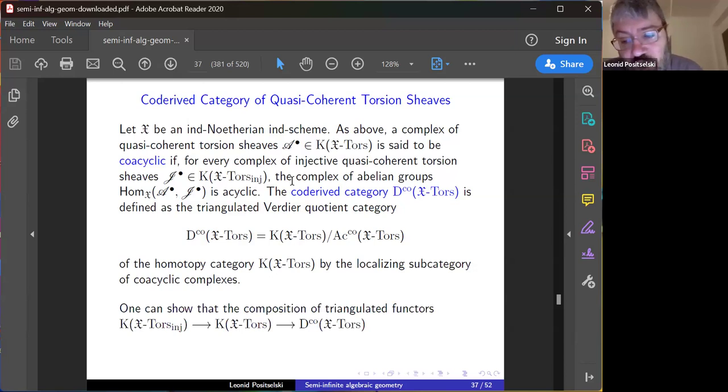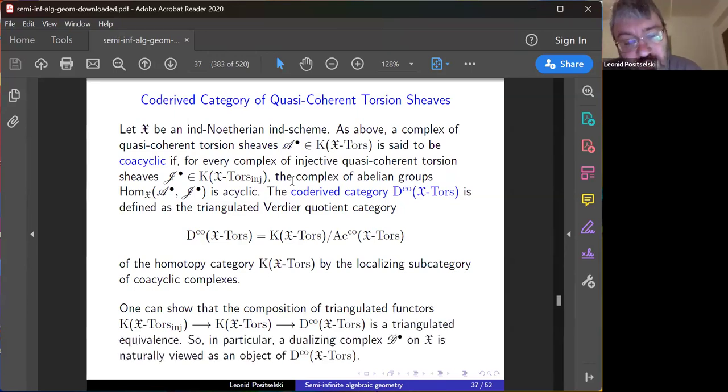One can show that the composition of triangulated functors from the homotopy category of injective torsion sheaves to the homotopy category of all torsion sheaves to the coderived category of torsion sheaves is a triangulated equivalence. So in particular, a dualizing complex D on X is naturally viewed as an object of the coderived category of quasi-coherent torsion sheaves.